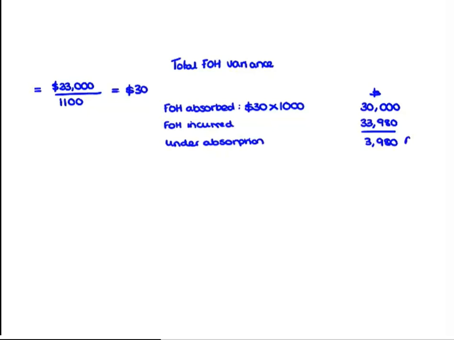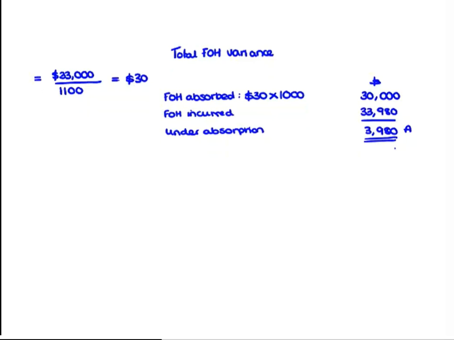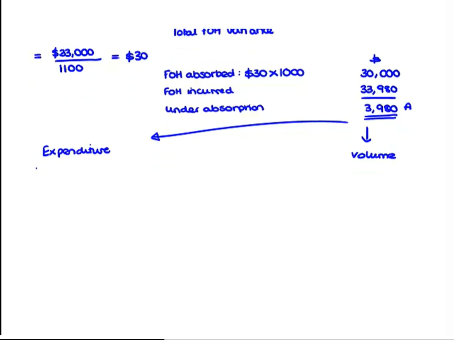Under absorption is adverse because we don't have enough fixed overheads in our income statement. We can then split that down into the difference that's due to expenditure and the difference which is due to volume. So if we start off with expenditure, the expenditure variance is nice and straightforward for fixed overheads because remember, the expenditure shouldn't change if the number of units does.